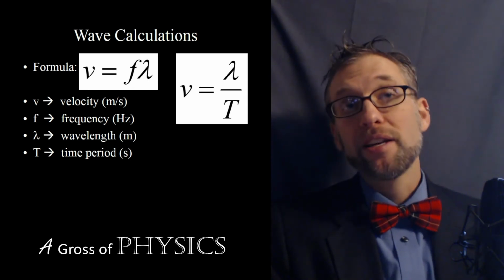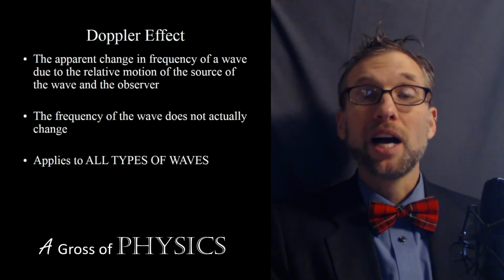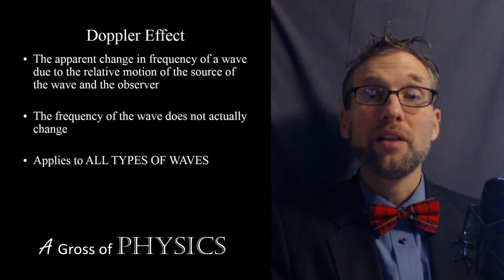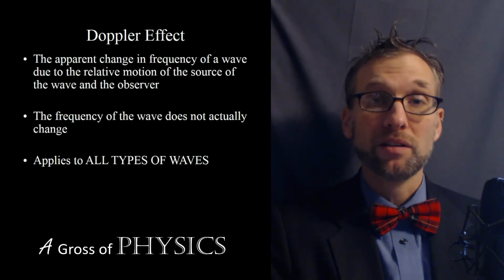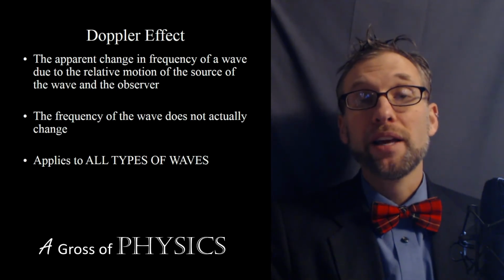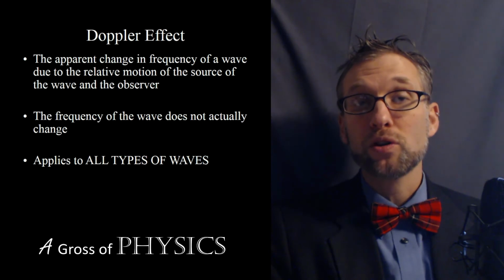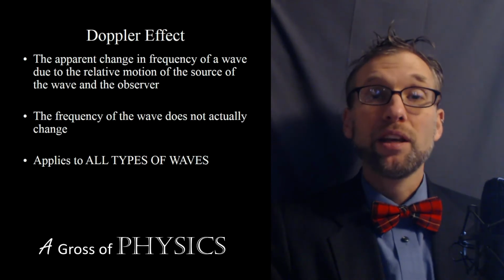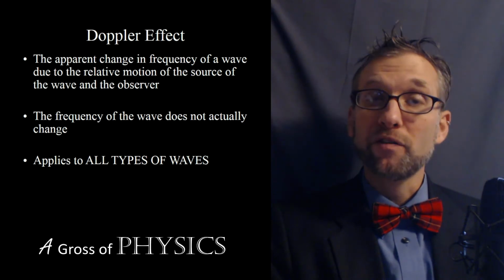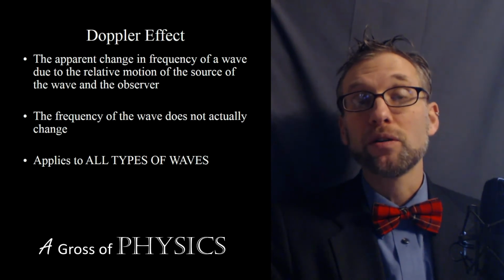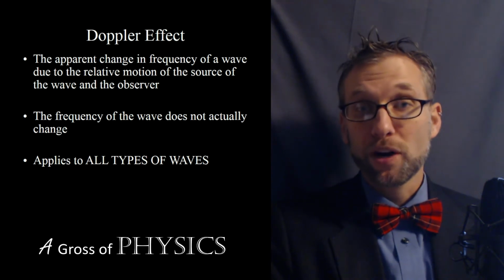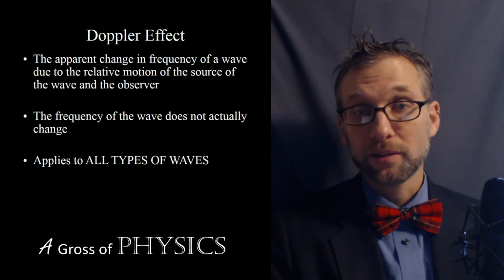In addition to that, we then discussed the Doppler effect. The Doppler effect was the apparent change in frequency of a wave depending upon the relative motion of the objects involved. If the observer and the source are moving closer to each other, the apparent frequency goes up. The apparent frequency goes down if the observer and the source move farther apart from one another.